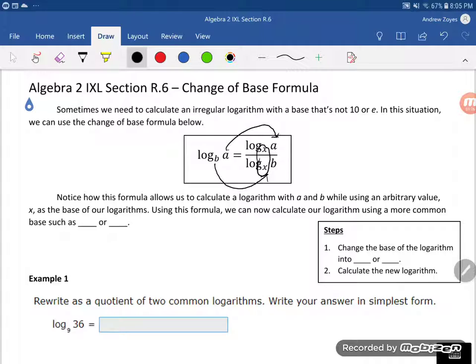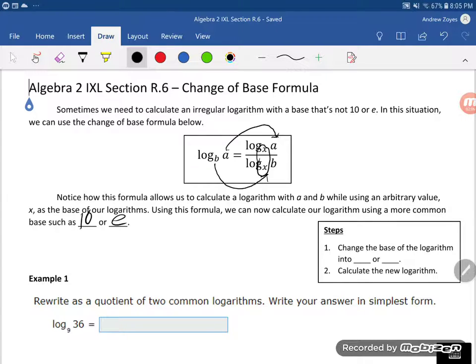It can be any base that we choose, and we're going to practice using any base given to us to make these logarithms and to change these bases. Notice how this formula allows us to calculate a logarithm with a and b while using an arbitrary value, x, as the base of our logarithms. Using this formula, we can now calculate our logarithm using a more common base, such as blank or blank. And so remember, what are the bases that are commonly found in calculators? Well, one is the common logarithm with the base 10, and the other is a logarithm with base e.